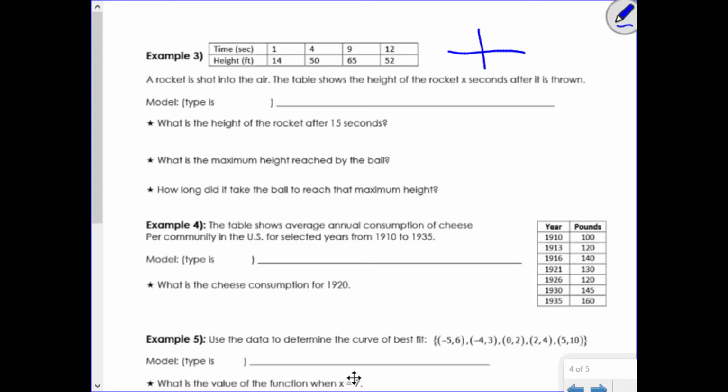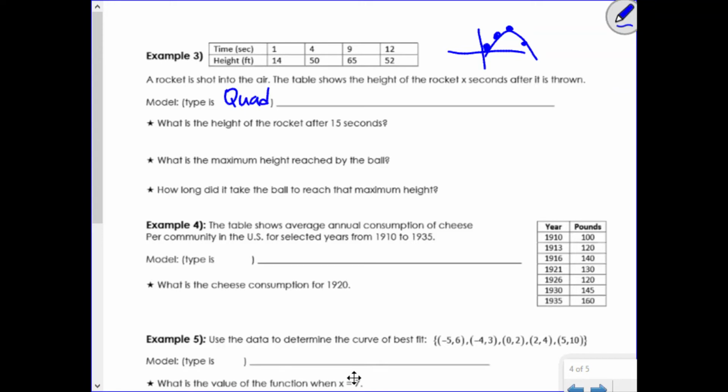So 1 is at 14, 4 is at 15, 9 is at 55, 12 is at 52. You can see it went up and then it came down again. Points went up and then they came down. So what kind of function is this going to be? It's going to be quadratic.